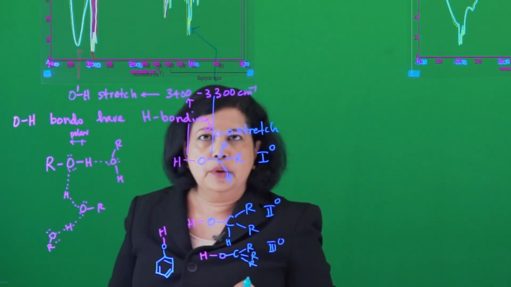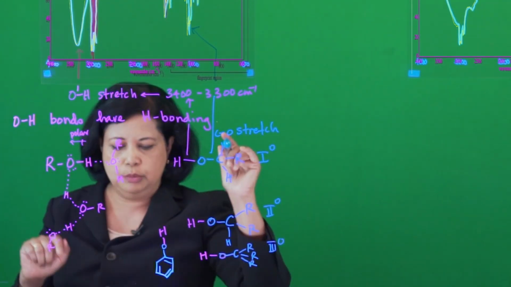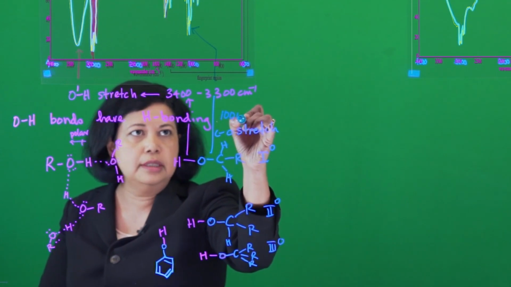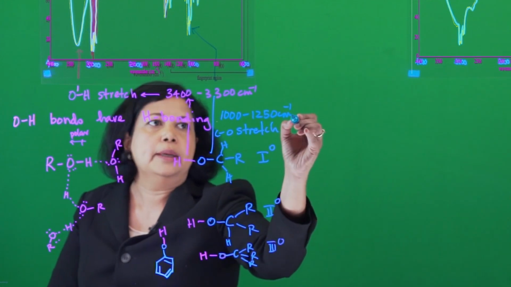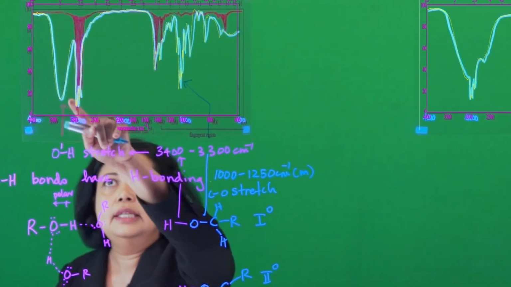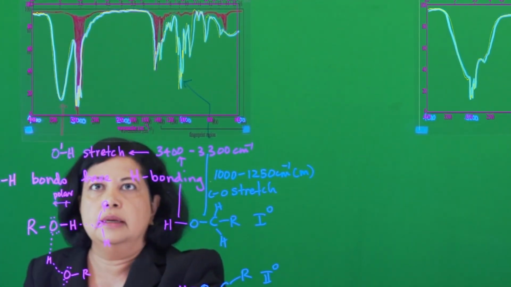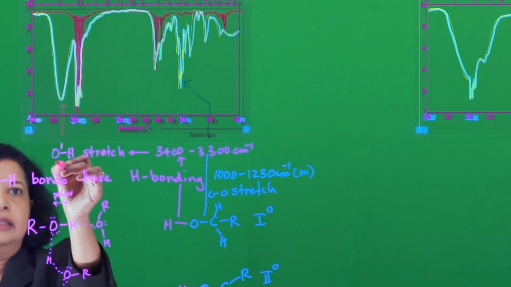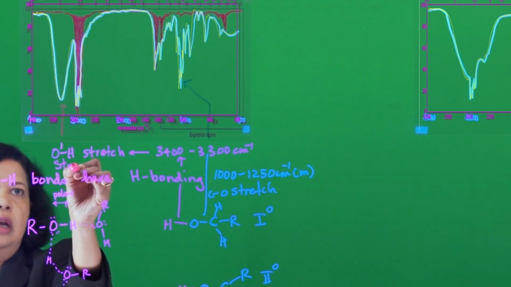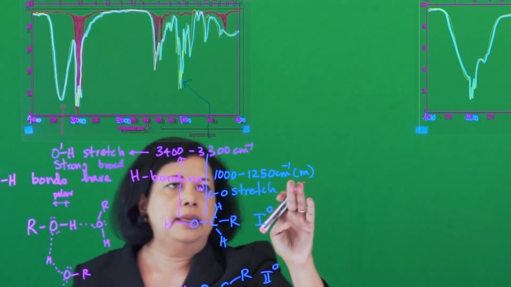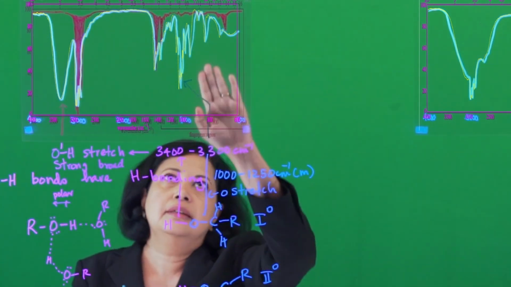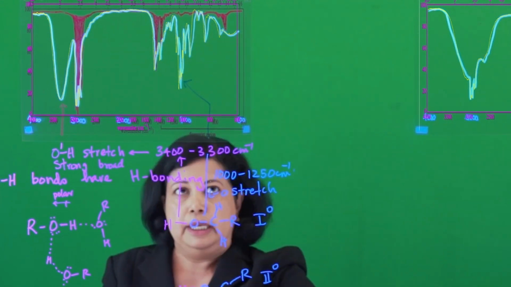Now, the whole stretch is between 1,000 to 1,250, and they're medium. These are strong. They're coming all the way down. Okay, so these are going to be strong and broad. These are medium, and they are not really broad, medium here.